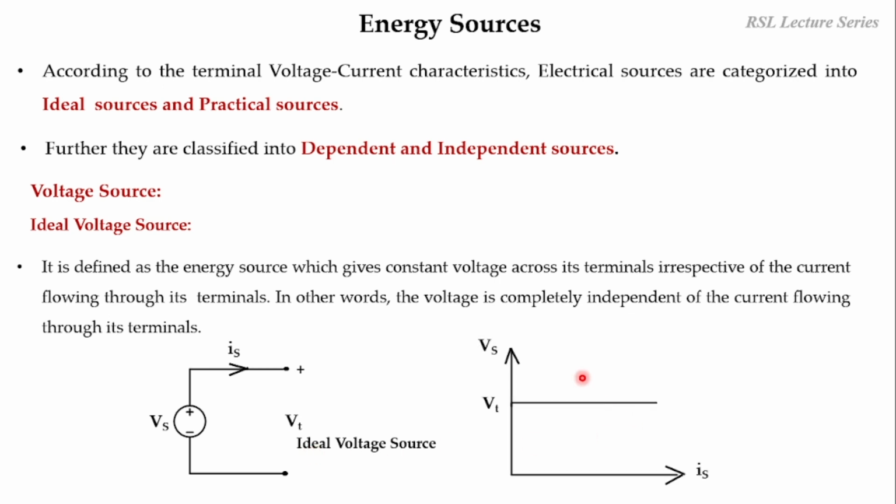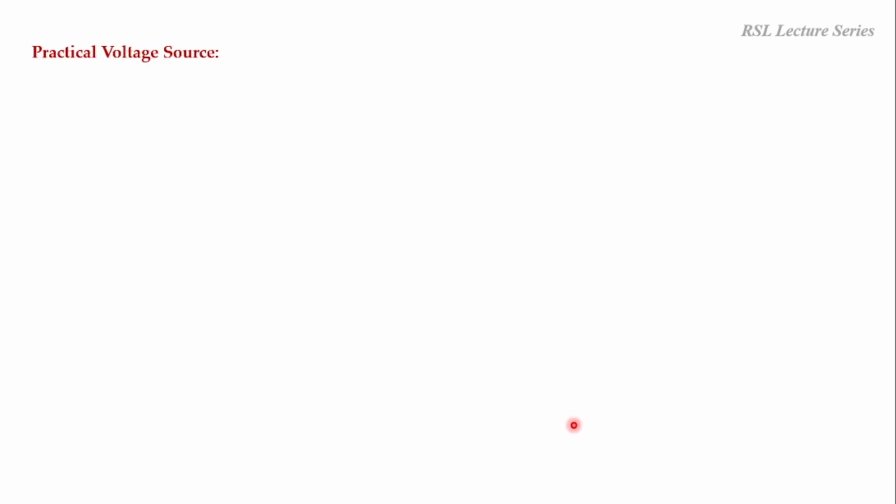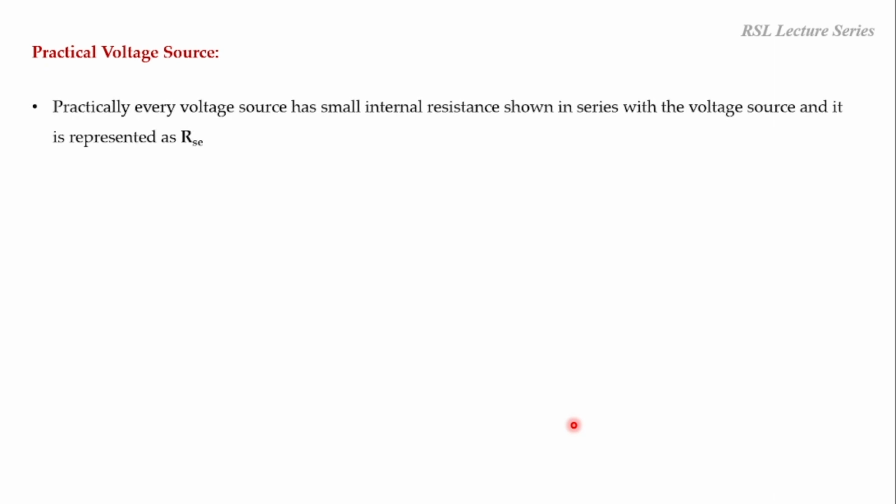Now if we draw a graph between Vs and Is, this terminal voltage will remain constant irrespective of the increase in current value. So the characteristic curve drawn between voltage and current will remain the same for the ideal voltage source. Next we'll see what a practical voltage source is.